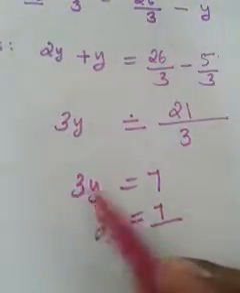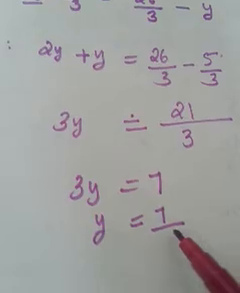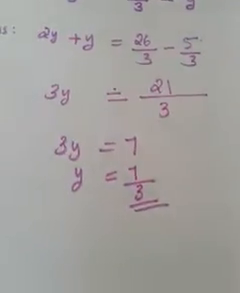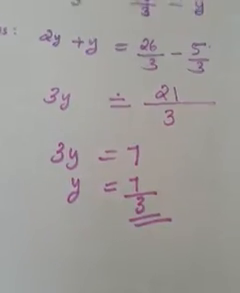Now I am going to take this 3 to the right side. Since 3 is multiplied with y, when you take the 3 to the right side, it goes into the division part. So the answer is 7 by 3. We got the answer as 7 by 3. Any problem? No. We got the right answer.